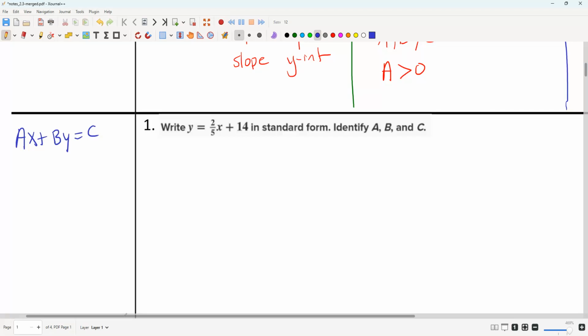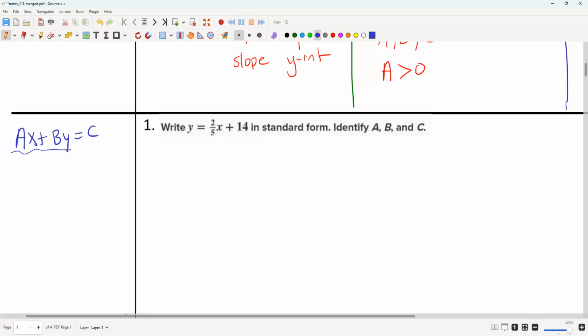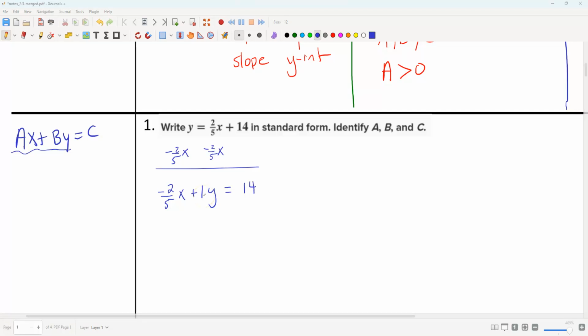We need to get the x and the y terms over to the left-hand side, and we're going to keep the constant term on the right-hand side. So in this problem, we would subtract 2/5 x on both sides, so that we would get negative 2/5 x plus y. I'm going to put a 1 in front of the y to show that it does have a coefficient of 1, and that's going to equal 14. Notice that I'm putting x first here and y second, because that's what standard form looks like.